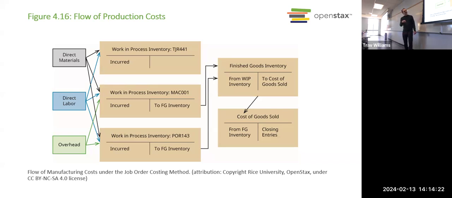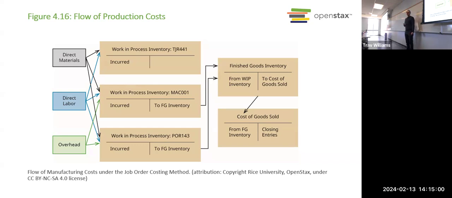Now these 2, because they already have had the overhead added in there, notice that those costs have been transferred out of work in process inventory into finished goods inventory. And then when the product got sold, those costs get transferred out of finished goods inventory into cost of goods sold. And they stay in cost of goods sold until the end of the period when the company does its closing process. Remember that from financial accounting?